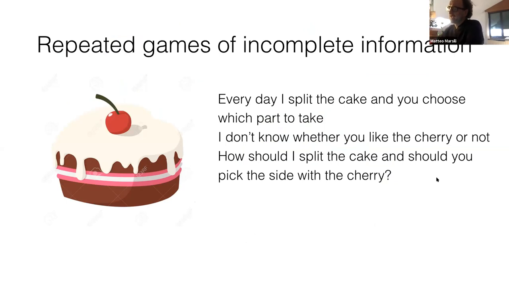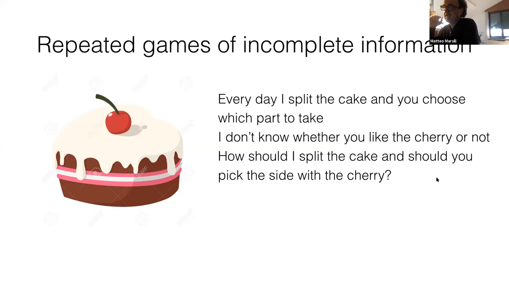And this is really a fascinating subject. So let me give you an example. Imagine that there is a game between two people. Every day they have a cake, and this cake has a cherry in the middle. Player one has to split this cake into two, and player two has to choose which side to pick. Player one does not know how much player two likes the cherry, but he may imagine that player two likes the cherry. So what he may want to do is to cut the cake in such a way that the part which has the cherry is a little bit smaller.